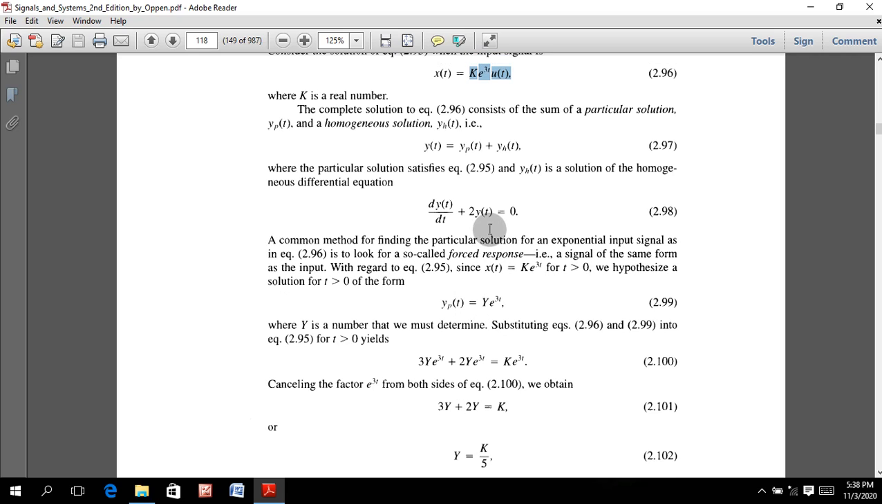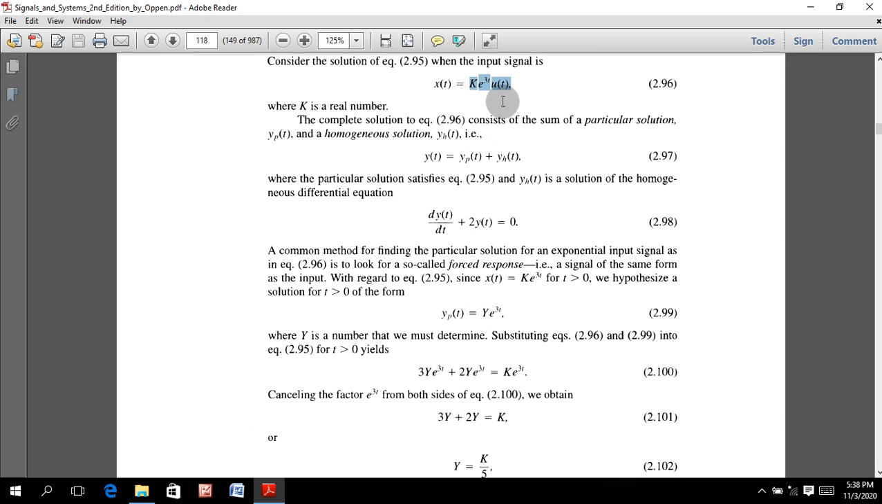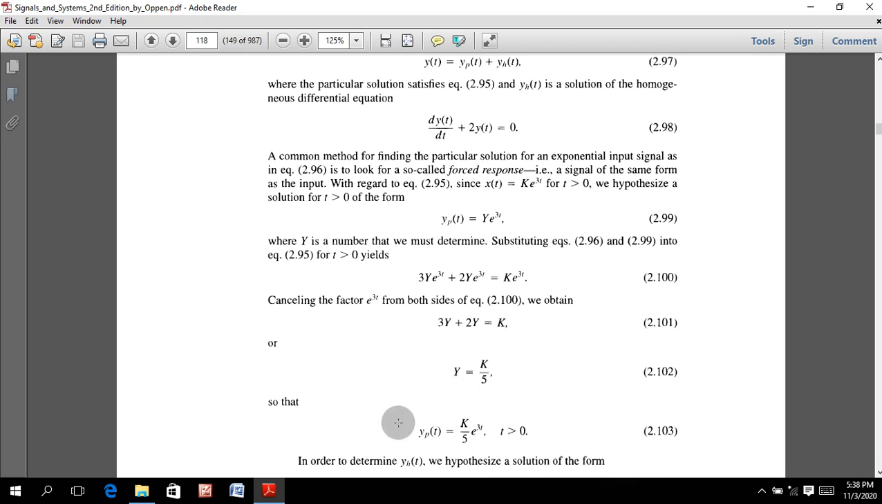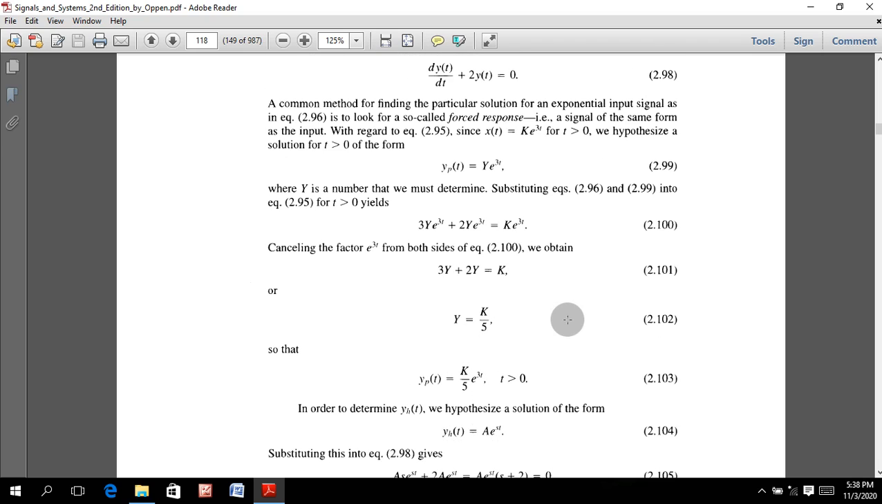Okay, so I get the value k. We put that value in, and as we get that derivative, in place of the 0 we put the input signal. By doing that we get y is equal to k by 5. So first we get the particular solution, and next we do the same process for the homogeneous solution.